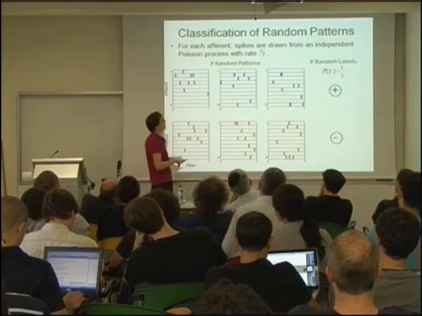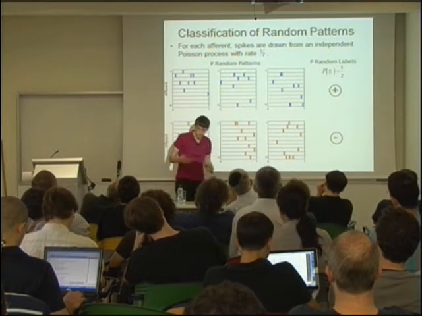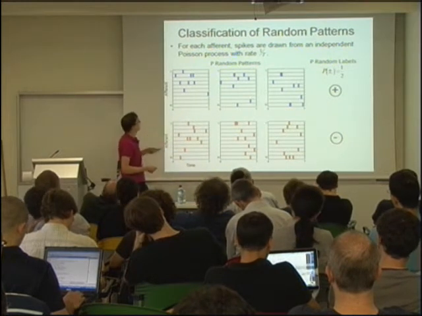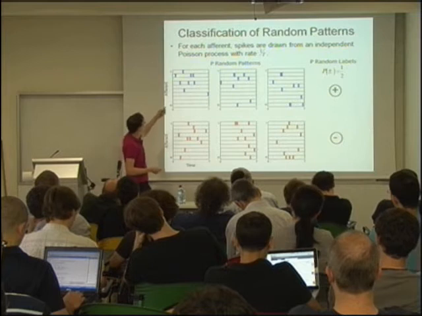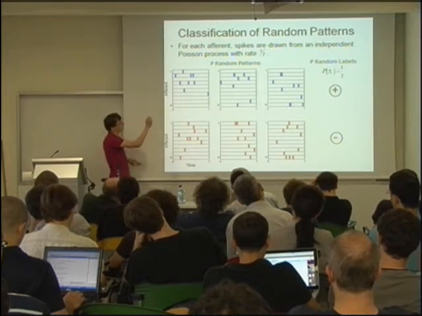The task that we want to examine is similar to the task we had for the perceptron. We want to classify again p random patterns. So what are random patterns now? We just pick random latency patterns where the input from each neuron is a random Poisson process with rate of 1 over t.